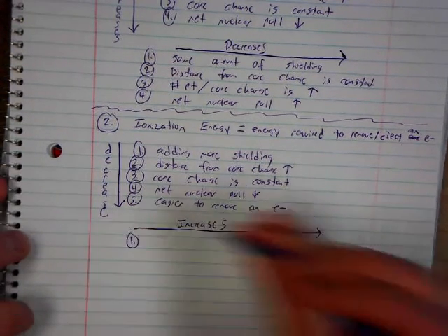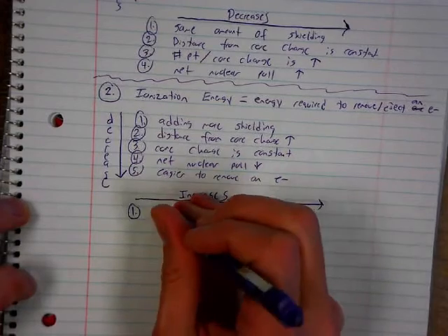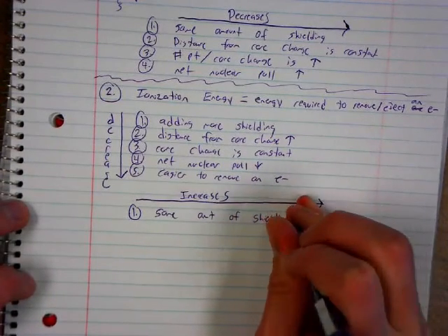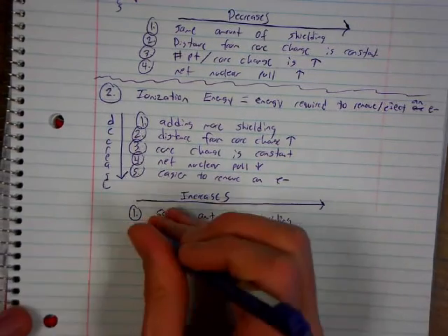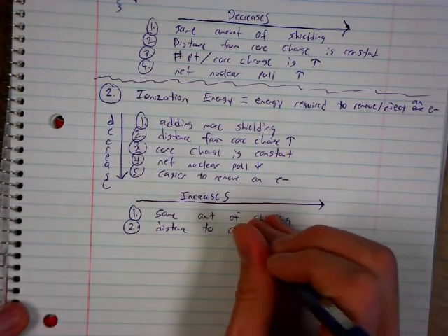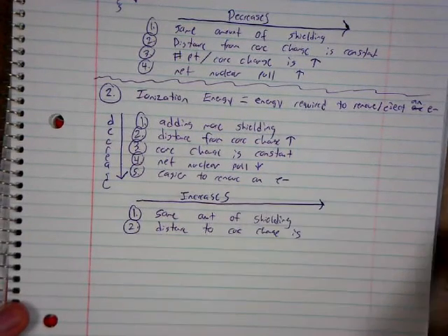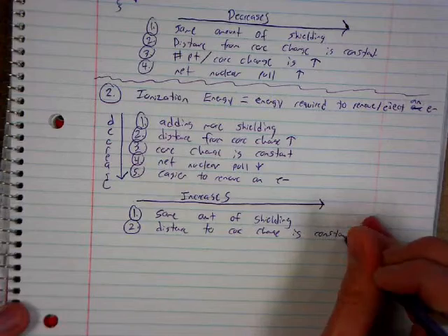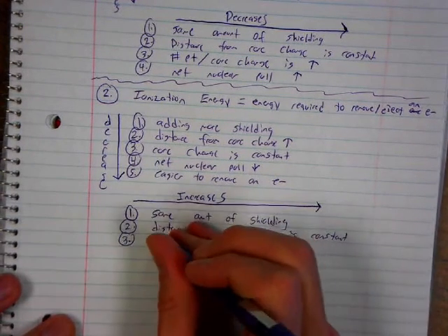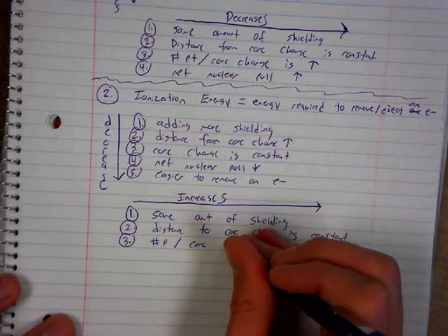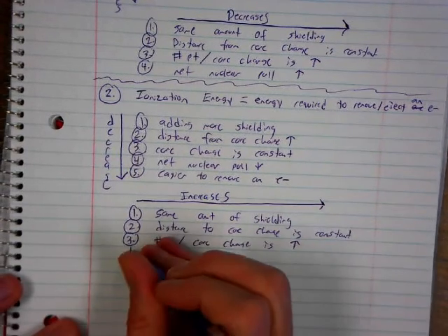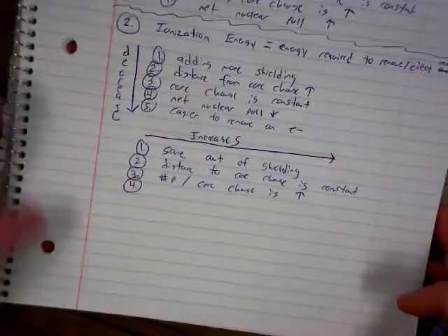It increases. Why? As I'm going across the period, what do I have the same amount of? The same amount of shielding. So my distance to the core charge is constant. But what's going up as I'm going across? The core charge, the number of protons, is increasing. I'm just drawing a big arrow.